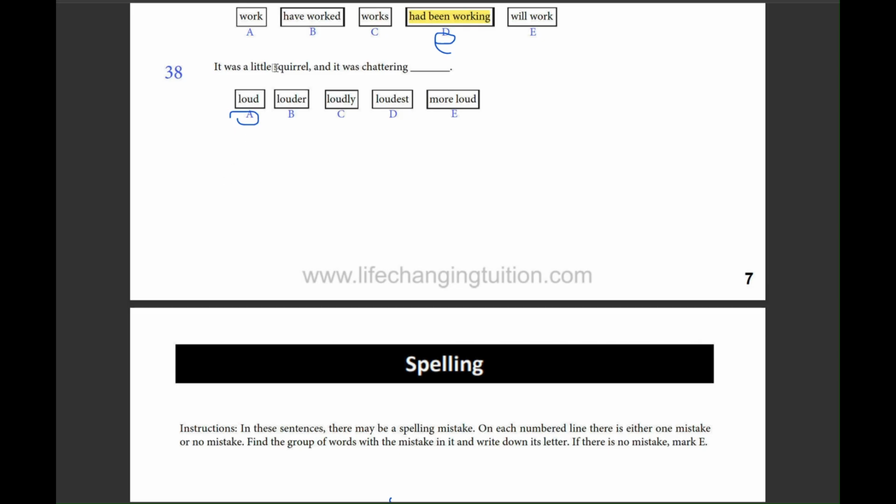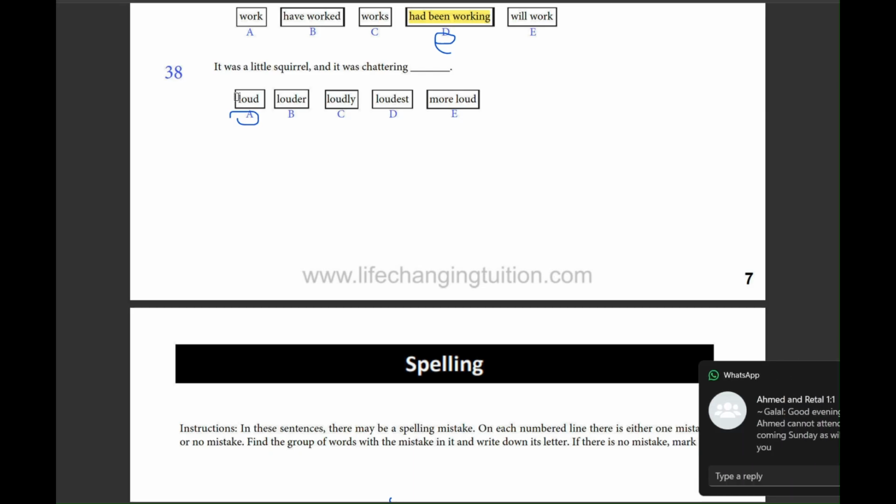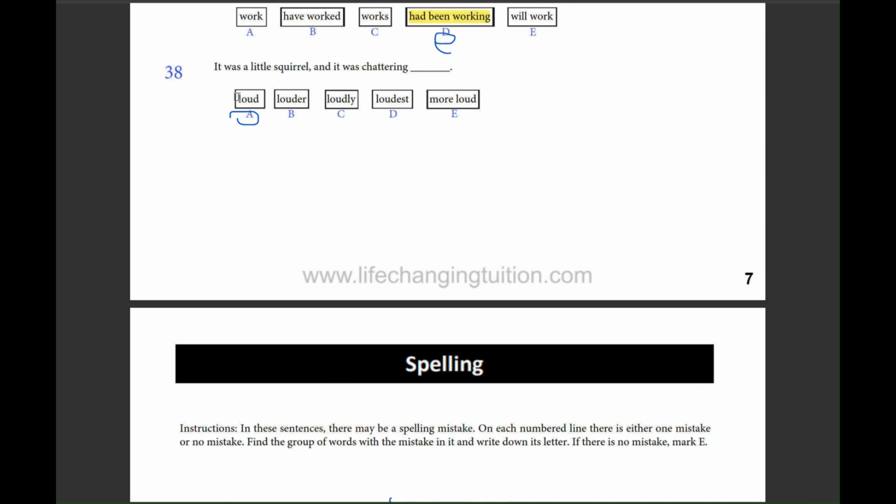Finally, question 38. Best word. It was a little squirrel, and it was chattering blank. The choices are A, loud, B, louder, C, loudly, D, loudest, and E, more loud. Now, let's think about why A, B, D, and E are not the correct options. That's because they are not the correct adverb form. The correct answer, therefore, is C, loudly. And the explanation is that the adverb, loudly, modifies the verb, chattering.